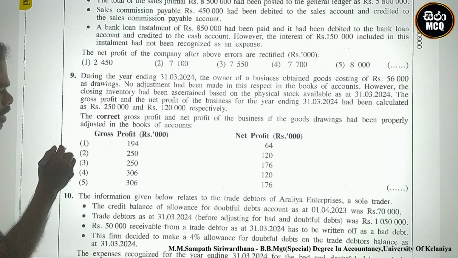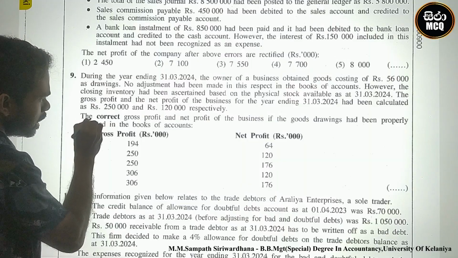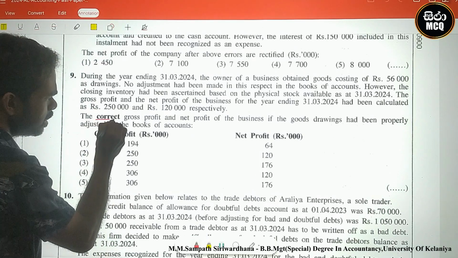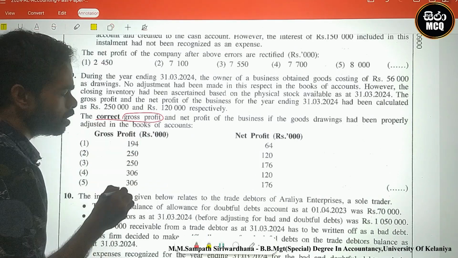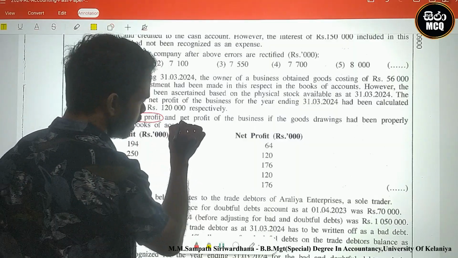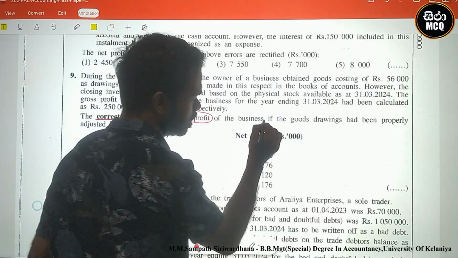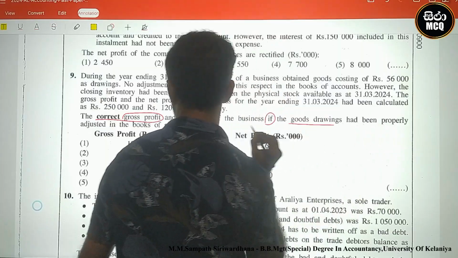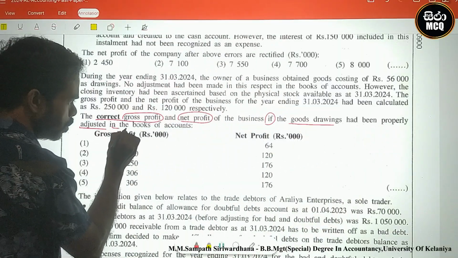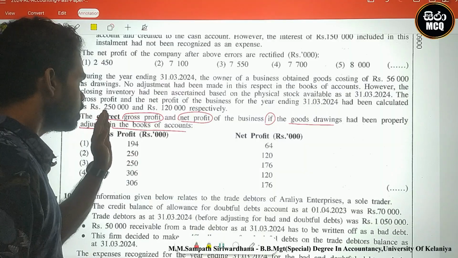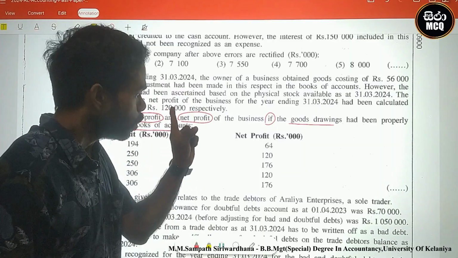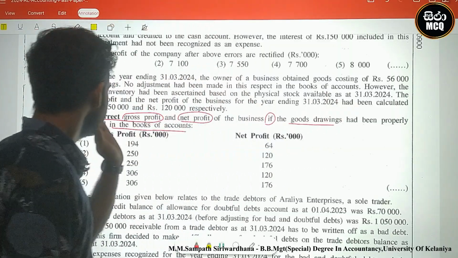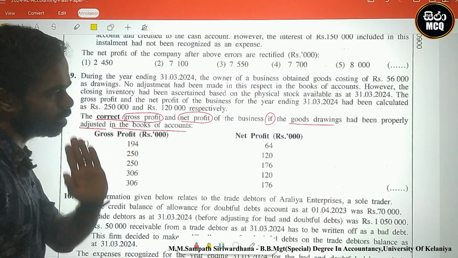Look here. What is the requirement? They request the correct gross profit and net profit of the business if the goods drawing had been properly adjusted in the books of account. What is the correct gross profit and net profit of the business? Okay, if the goods drawing had been properly adjusted in the books of account.